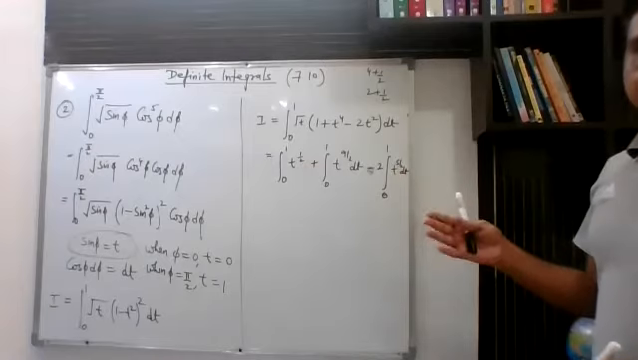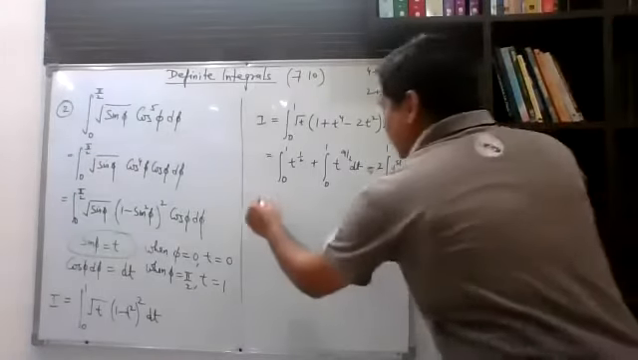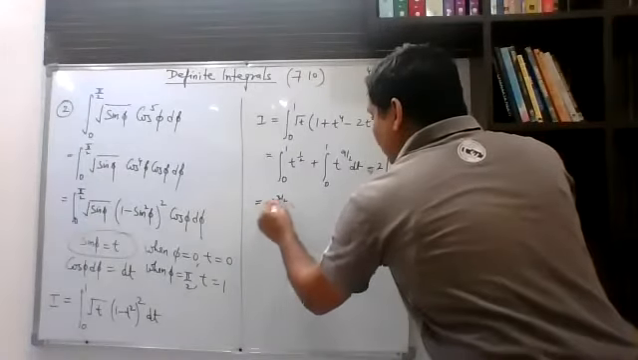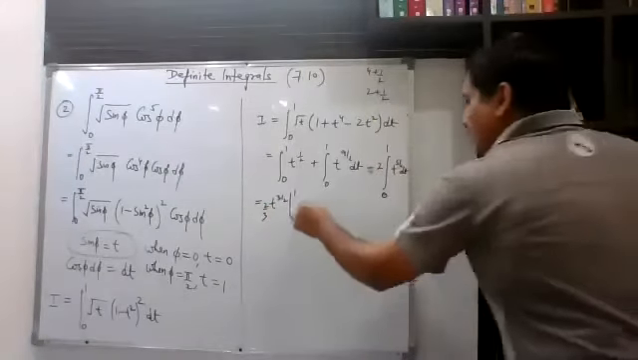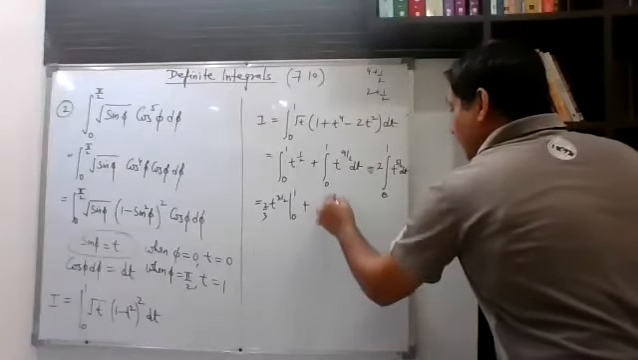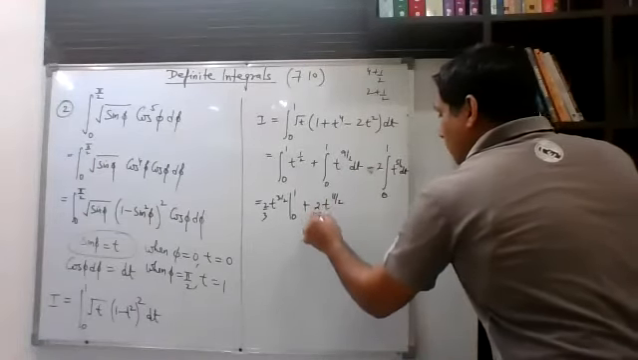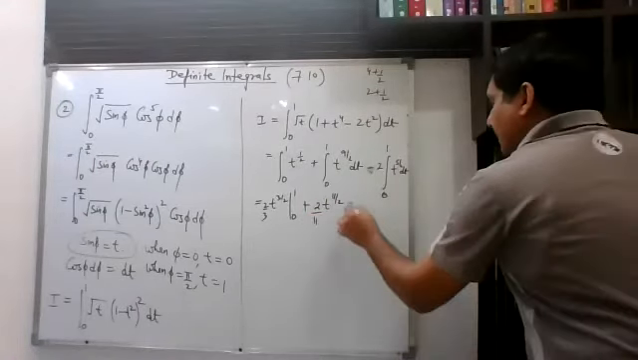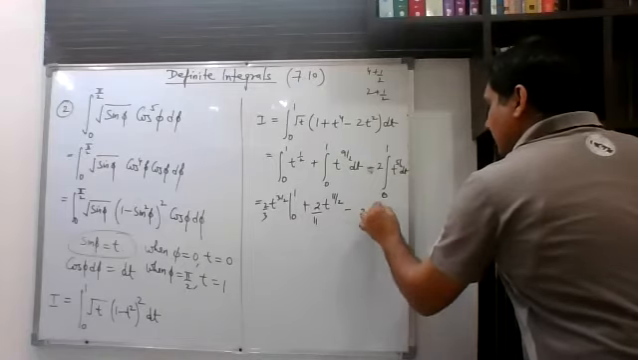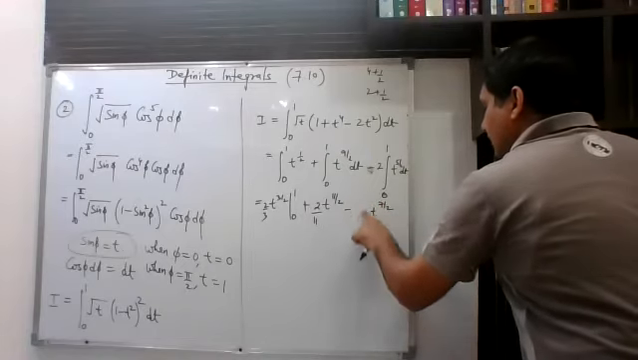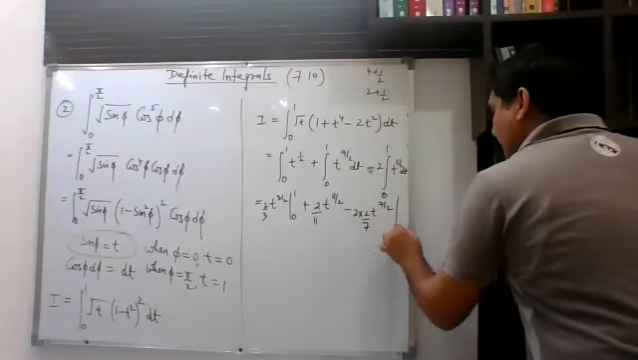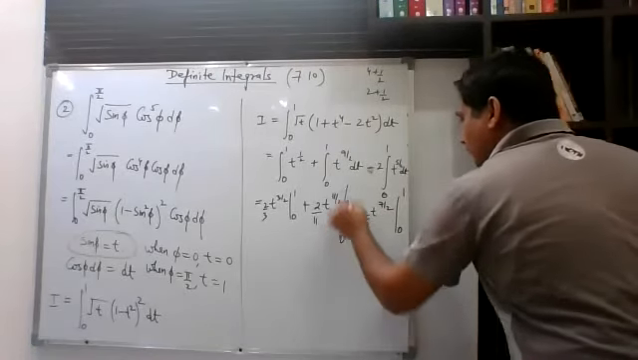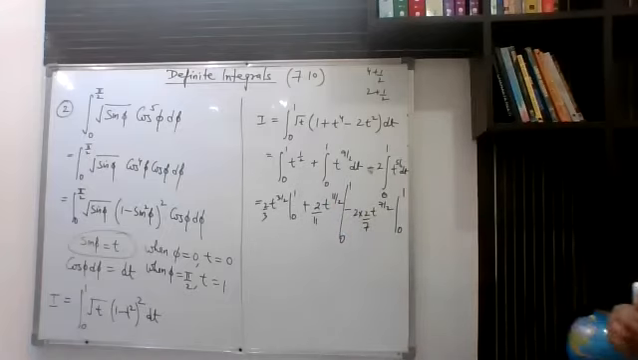Now let us integrate and substitute the values. When you integrate, this is what you will get: t to the power 3 by 2 upon 3 by 2, with limits running from 0 to 1, then plus t to the power 11 by 2 upon 11 by 2, minus t to the power 7 by 2 into 2 by 7, with limits running from 0 to 1. So this is what you will get after integrating. Now let us substitute the limits.